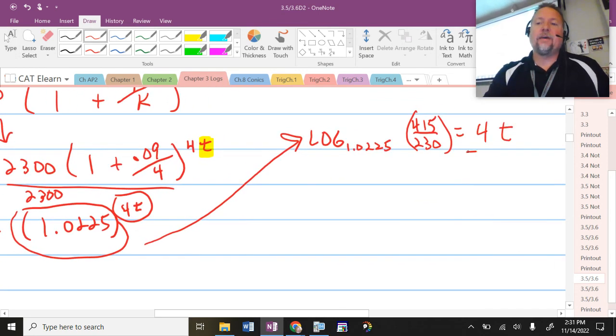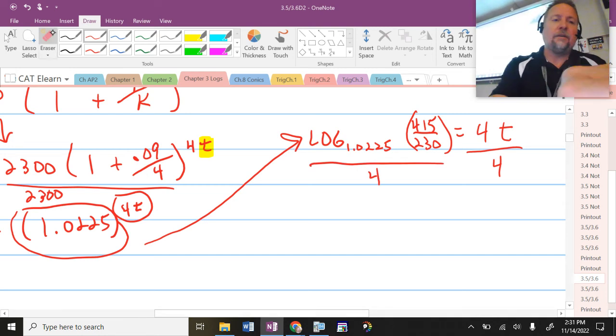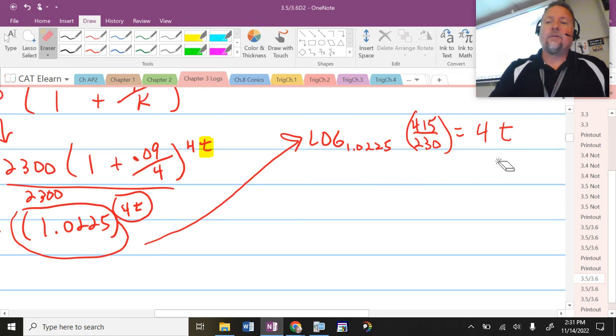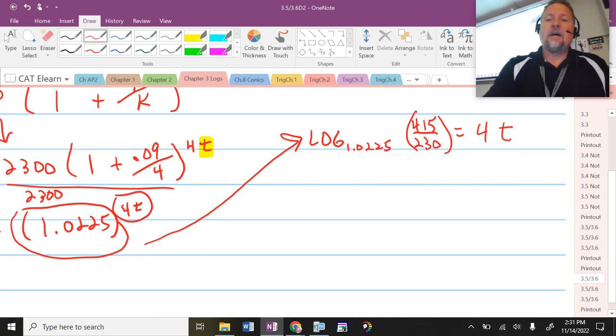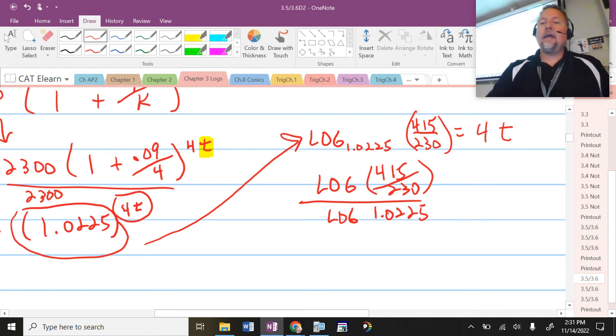14. Then what are you ultimately going to do at the end? Divide by 4. But wait a minute, how do I do this? Let me hold off on the dividing by 4. I should cover this. How do I do it when I have not a base of 10? You do the change of base: log of 415 over 230, over log of 1.0225. Then you divide by 4.